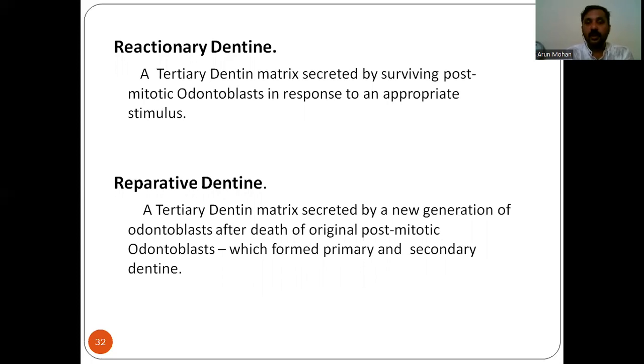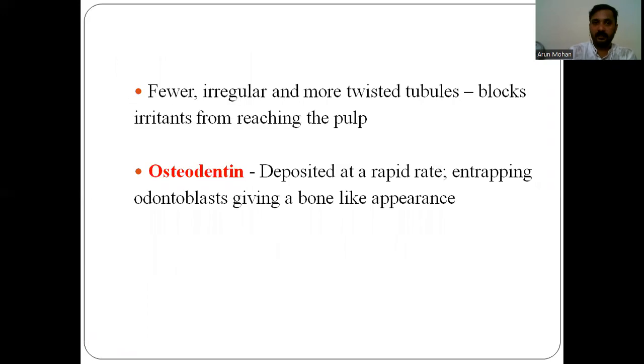If an injury occurs and some odontoblastic processes are involved, but the odontoblasts remain intact, they will produce reactionary dentin. The odontoblasts present in the periphery of the pulp will produce reactionary dentin. But if odontoblasts get destroyed and a new generation of odontoblasts are differentiated from the pulp stem cells to form new tertiary dentin, we call it reparative or regenerative dentin.